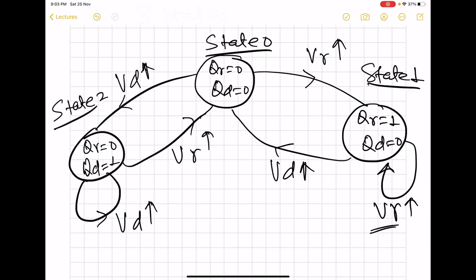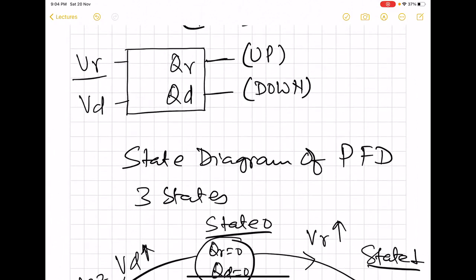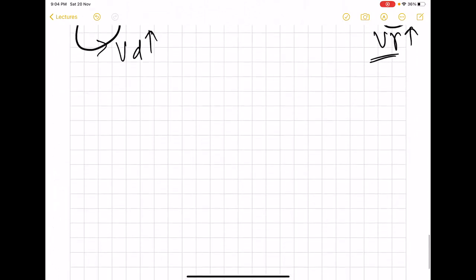So using this state diagram, we can find out what will be the output QR and QD, and then we can see how the phase error between VR and VD signal manifests in terms of these two outputs and how those outputs can be used to detect the phase error. So first we will take the case of equal frequency scenario, and then we will later on move to the scenario when frequencies are different. In fact, frequencies are very different from each other. Wide frequency gap between VR and VD. So we are going to consider various cases.